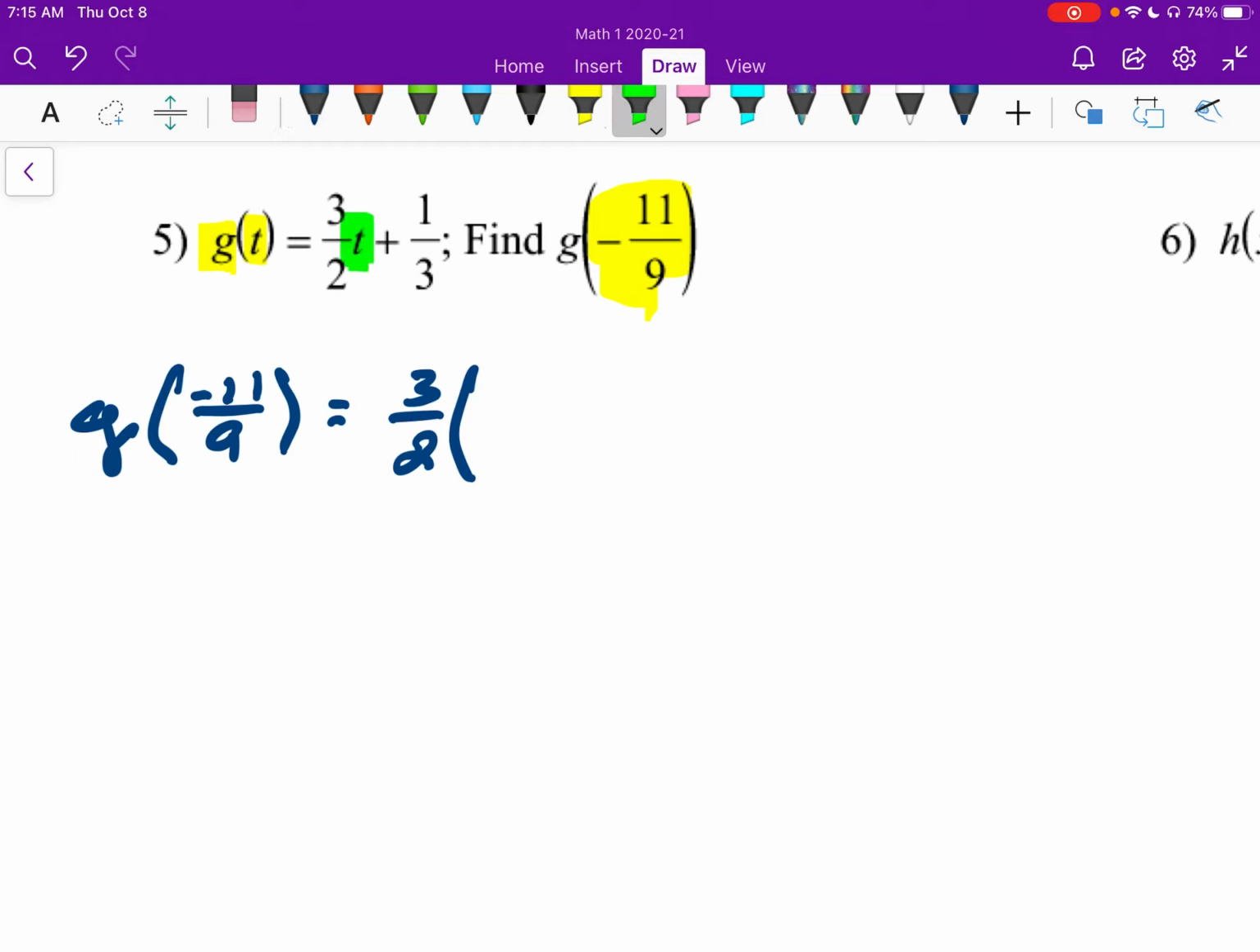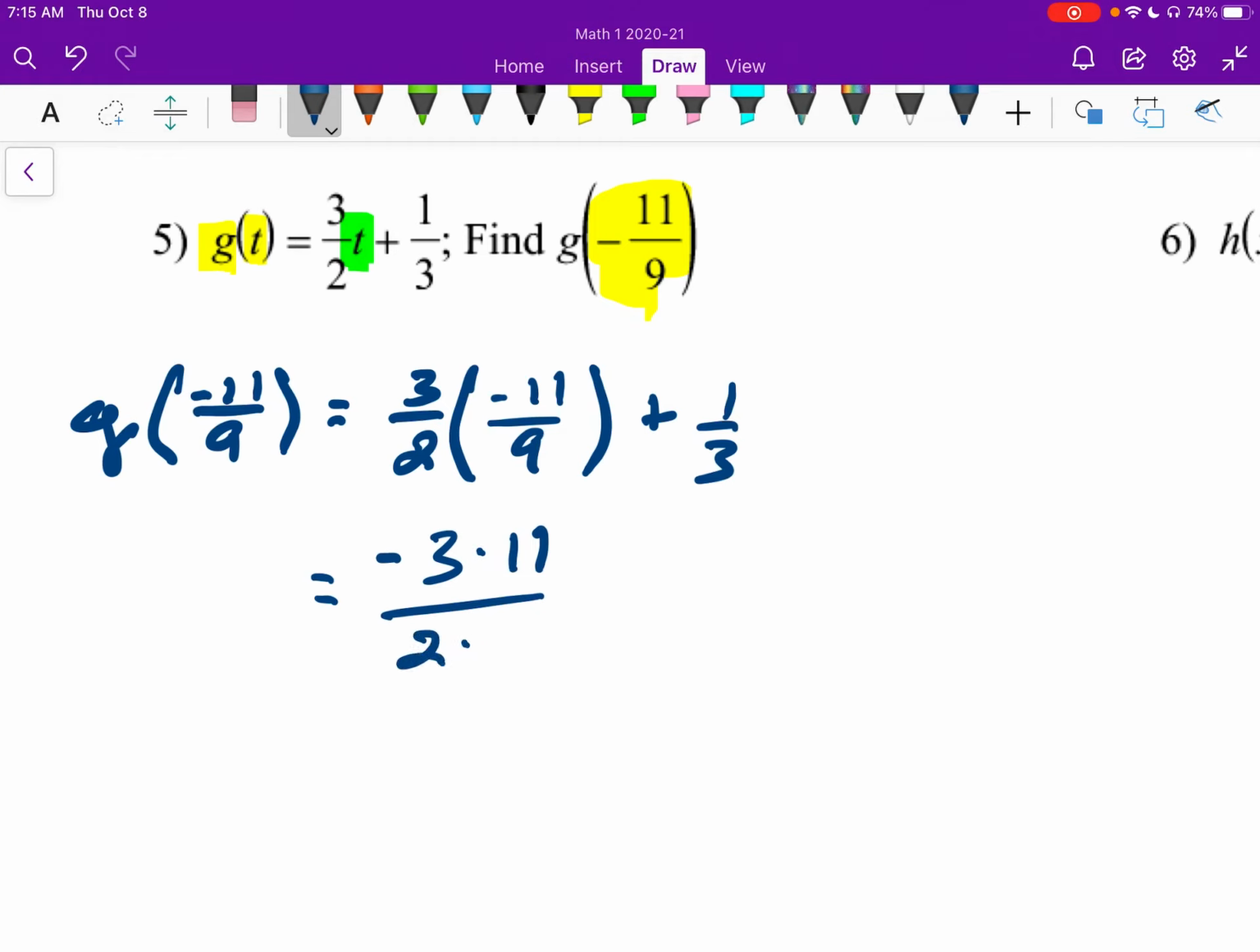and this is an aside, almost always whenever I plug into a function like this, I put whatever I'm plugging in into parentheses. There's ways around doing that, but I think that it helps me make less errors on my own. So I would suggest doing it this way. So we plug in negative 11 over 9, and then we have plus 1/3. So this is the same thing as, I'm going to combine some terms here. I'm going to say negative 3 times 11 over 2 times 9, just to put that negative out front, plus 1/3.